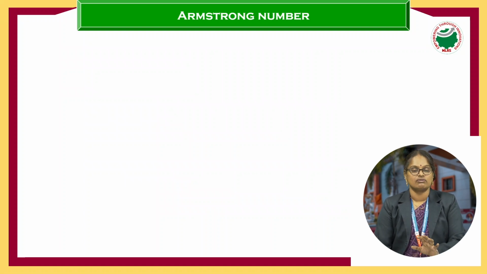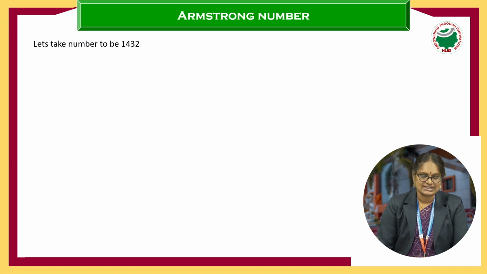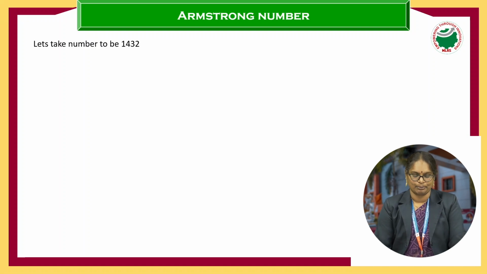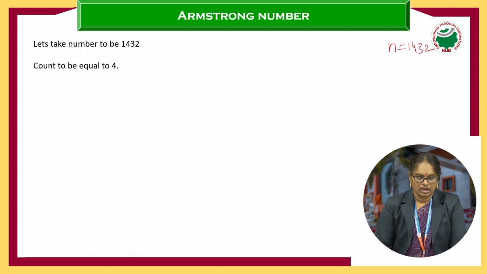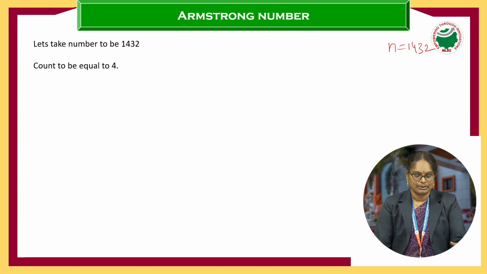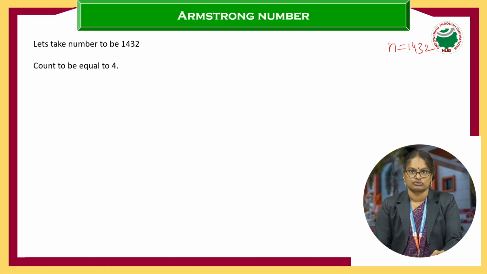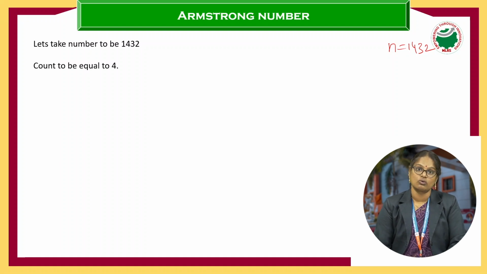I'll make it very simple with the basic mathematics we have learned earlier. Okay. Let's take 1432 as a number. That means my n value is 1432. Count should be equal to 4. But how will I count? I'm able to see the number and tell that it is 1432. But critical thinking: how will the computer be able to count 1432 as 4 digits?